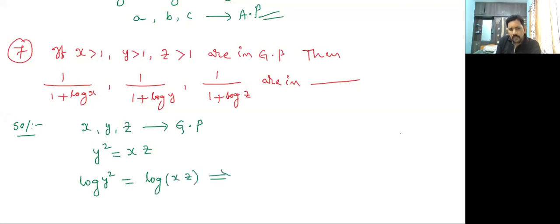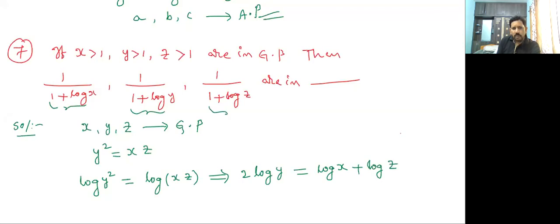Now here the power 2 is coming in front of the logarithm. 2 log y is equal to, this is log mn. Log mn formula is log m plus log n. That is log x plus log z. But in this question, see here, 1 plus log x, 1 plus log y, 1 plus log z is there. Here there is no plus 1.